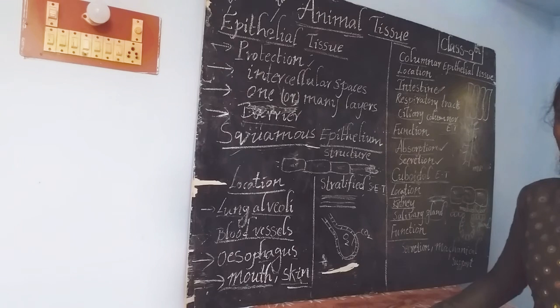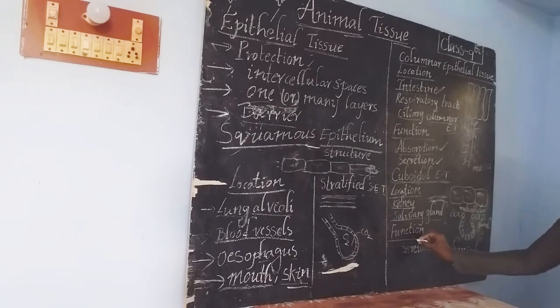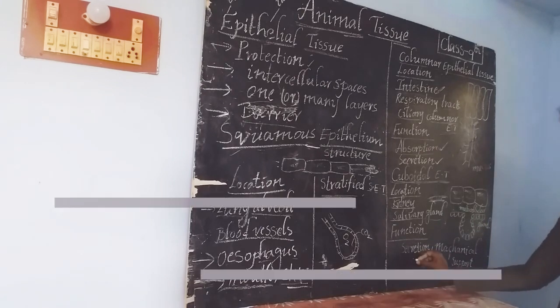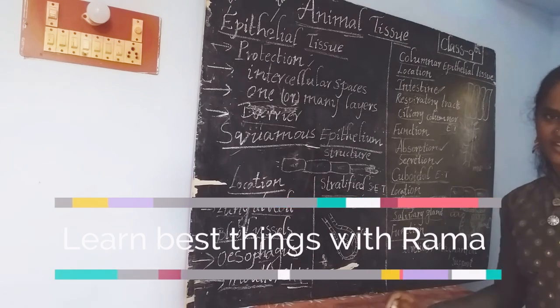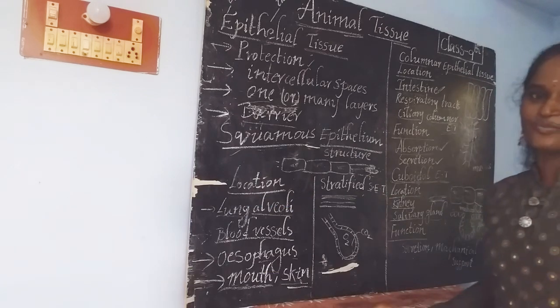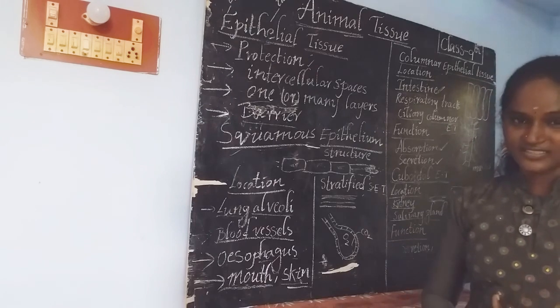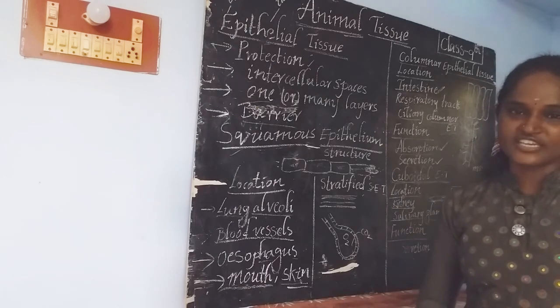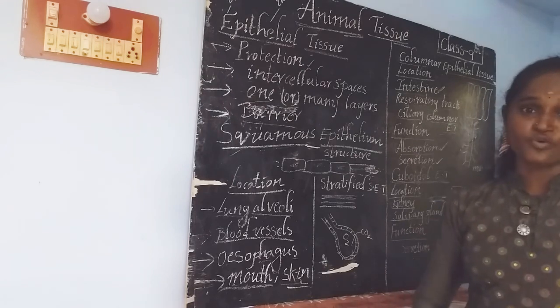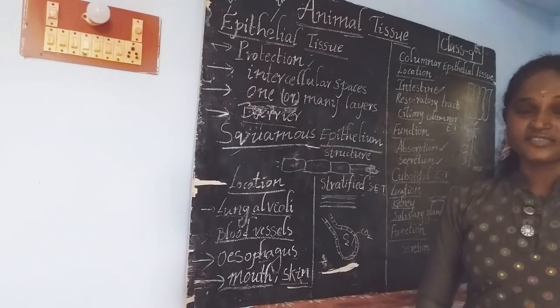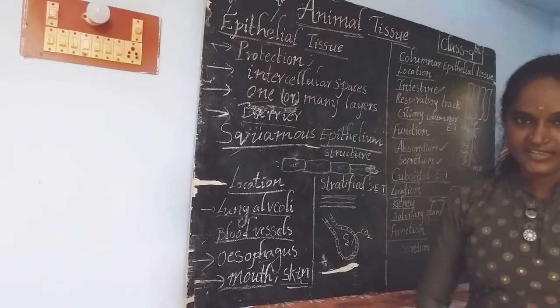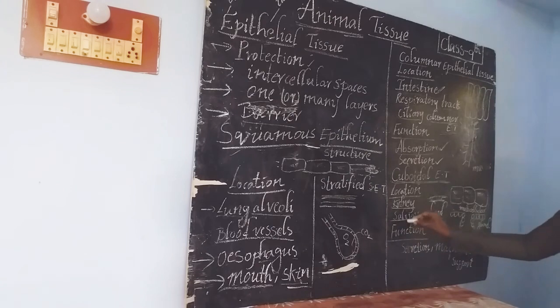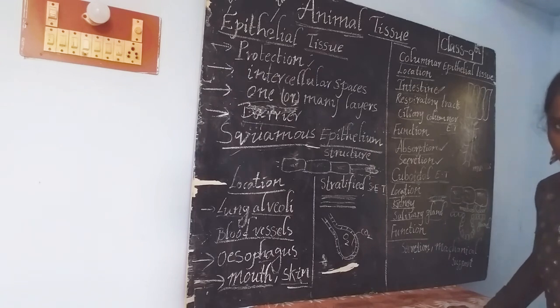Then what is the function of this cuboidal epithelial tissue? The main function of cuboidal epithelial tissue is secretion. By hearing the word secretion, you may understand that many body parts are involved in the secretion of different substances like hormones, enzymes and other chemicals, and certain types of acids they may release. Here the kidney and the salivary glands need to secrete certain substances. That function is done by this cuboidal epithelial tissue.